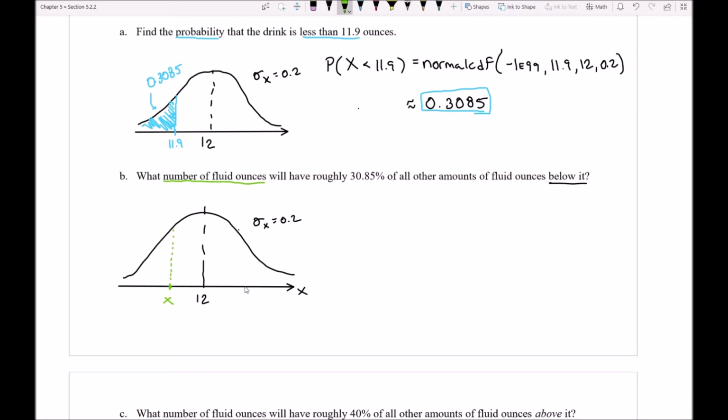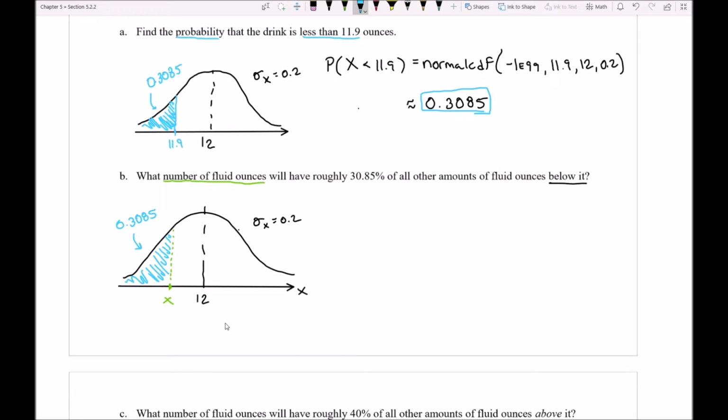So that way, when I shade below it, I'm going to get some value that might be 30.85%. Obviously, I couldn't select my value of X to be on the right side of 12, because then when I shade below it, I'm going to shade more than half of the space. I would get something over 50%. So I'm going to need some space down here. Now, the interesting thing is that I already know the amount of space that I need. I need this percentage, which can be written as 0.3085 if I convert it to a decimal.